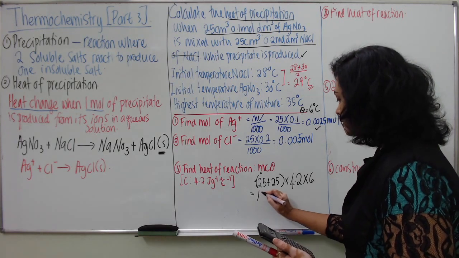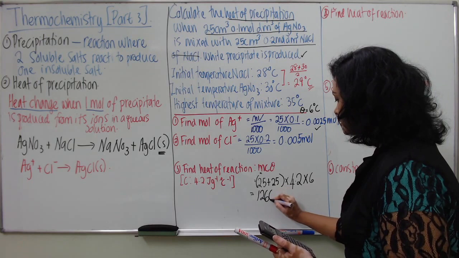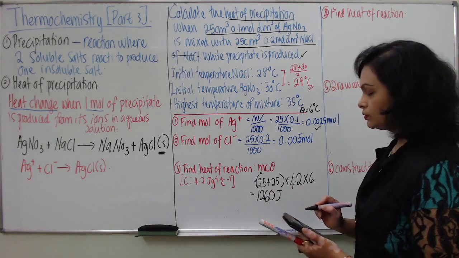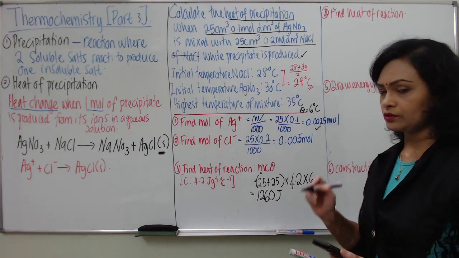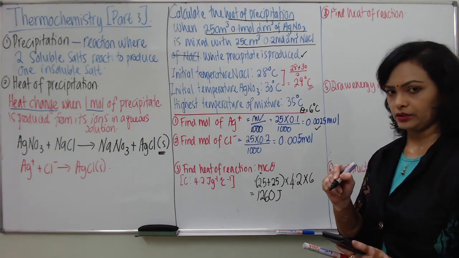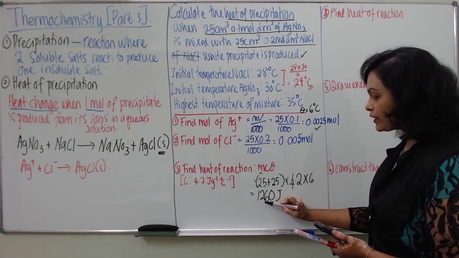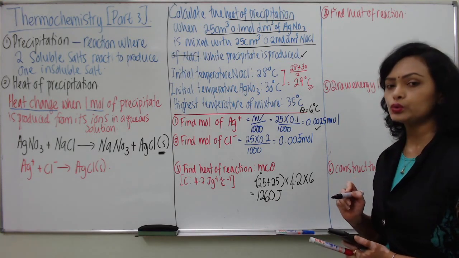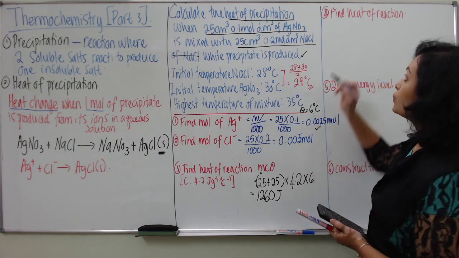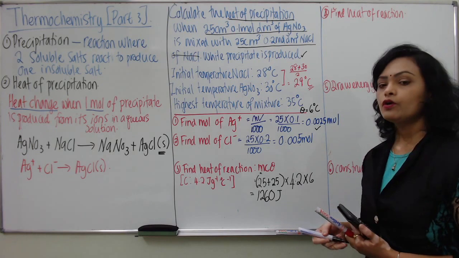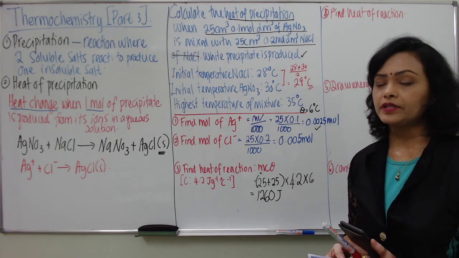Okay, so 1260 joule. So the heat of reaction for this particular precipitation reaction is 1260 joule. But now let's go to the fourth step. Find the heat of precipitation.